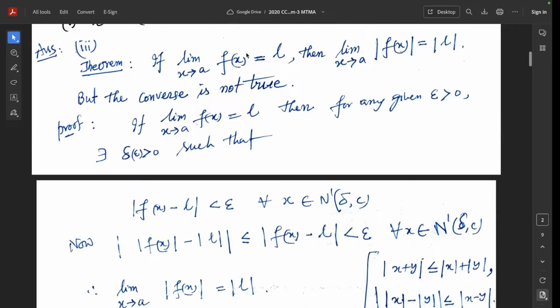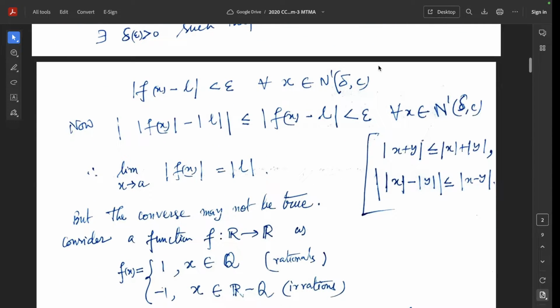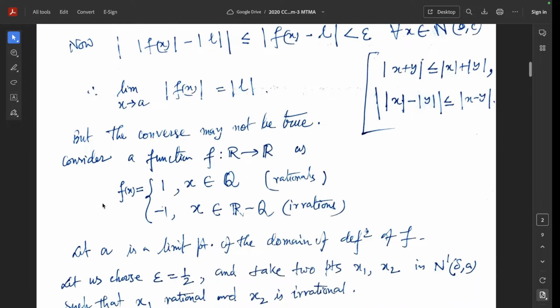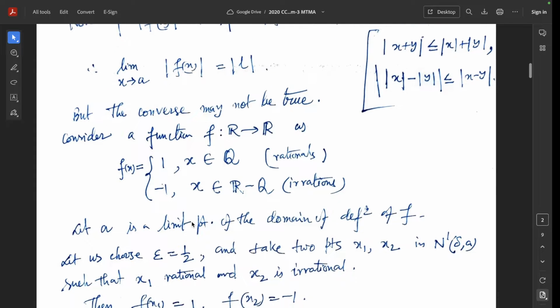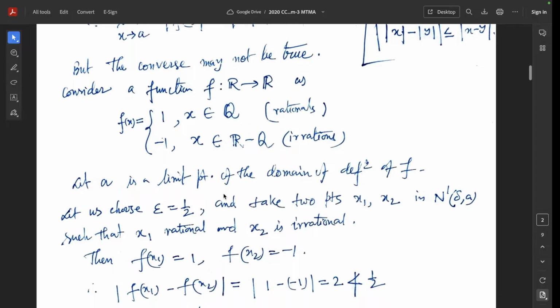So if the limit of f(x) equals L as x tends to a, then we get the limit of mod f(x) equals mod L as x tends to a. But the converse may not be true. For an example, consider f(x) equal to 1 when x is rational and f(x) equal to minus 1 when x is irrational. And let a be a limit point of the domain of definition of the function f.